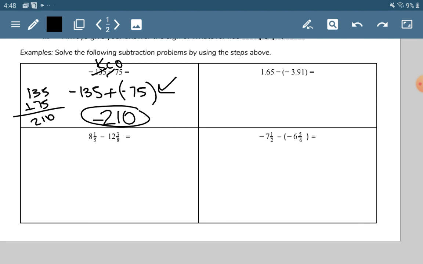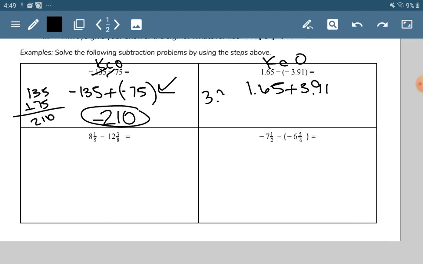Going to the right, I have 1.65 minus negative 3.91. Whenever you say minus, either say it out loud or say it in your head, you're going to rewrite with keep, change, and opposite. I'm going to keep 1.65, change subtraction to addition. The opposite of a negative 3.91 is a positive 3.91. Then look at your signs. Your signs are the same. Since they are the same, you are going to add.